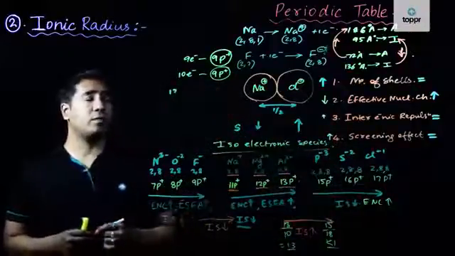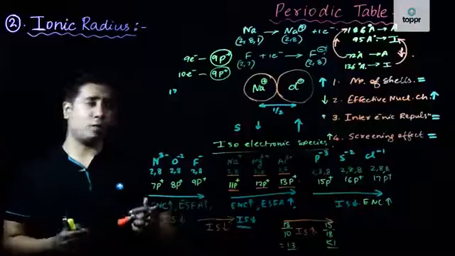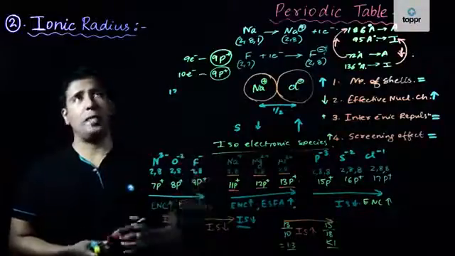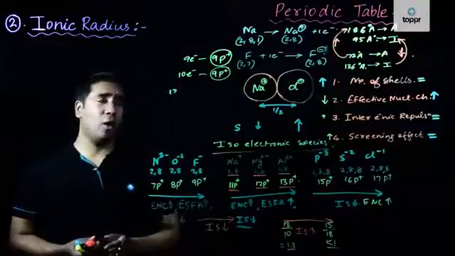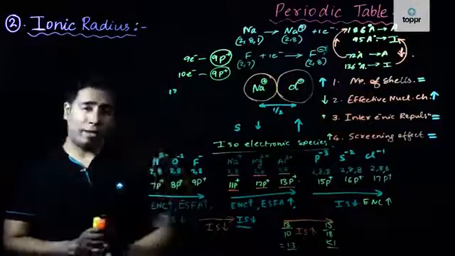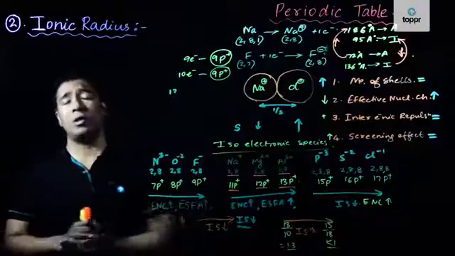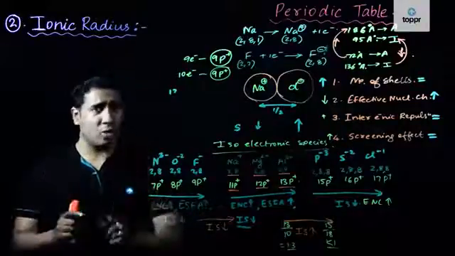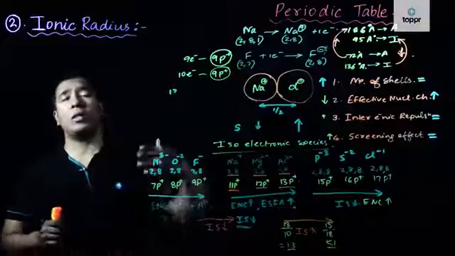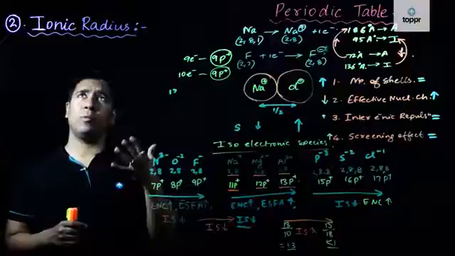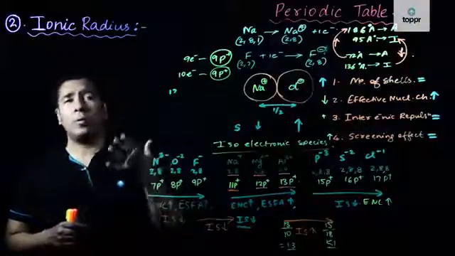I hope, my dear friends, that you have understood the importance of the number of shells in the calculation of the ionic size. And also, when we have written the heading of ionic radius, there should not be any confusion, because initially when we talked about atomic size, I made it very clear to you that when we are talking about the ionic size, it means radius. So when we are talking about ionic size, we are talking about ionic radius.